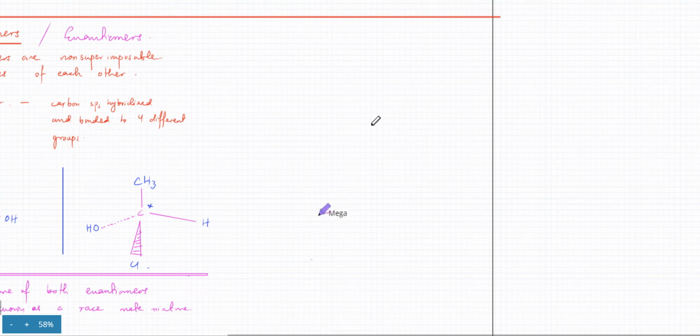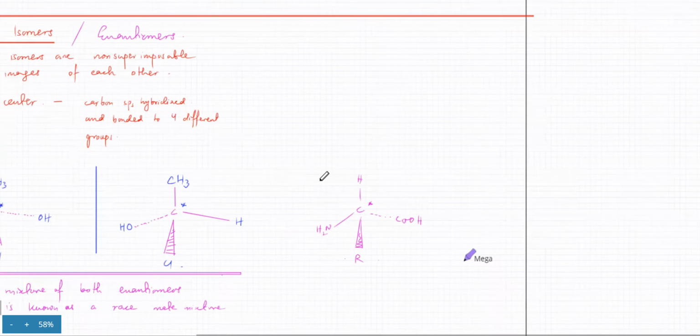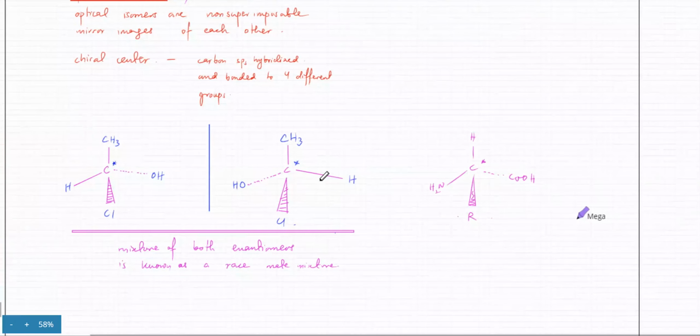An amino acid has an amine group, it's NH2, and it has an H, and it has a carboxylic acid group, and it has some R group attached to it, which could be different in different amino acids. So this carbon atom is by default chiral. It's going to exist in two forms. Every amino acid is going to exist in two forms. So imagine the whole human body is built up of these tiny amino acids, and if you get one amino acid wrong, the whole structure collapses.